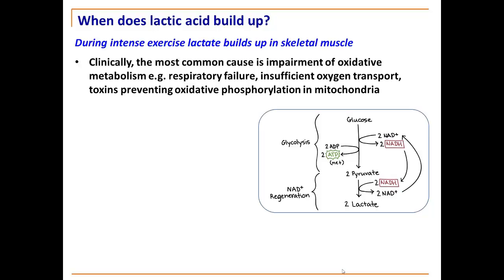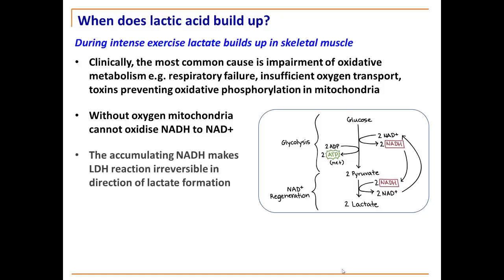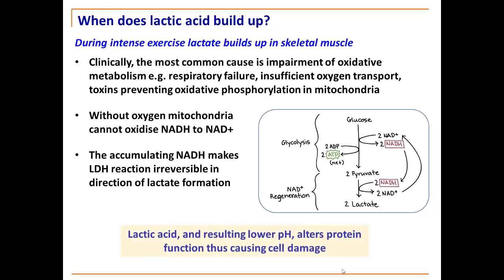But of course, during intense exercise, it also builds up in our skeletal muscle. And without oxygen, mitochondria cannot oxidize NADH to NAD. So remember what's happening. We produce lots of NADH, this lovely little molecule that can go on to produce ATP. But if we haven't got any oxygen, we can't oxidize that NADH and therefore go on to produce ATP. And that accumulating NADH makes the lactate dehydrogenase reaction, the one that produces the lactate, irreversible in the direction of lactate formation. And therefore lactic acid builds up.